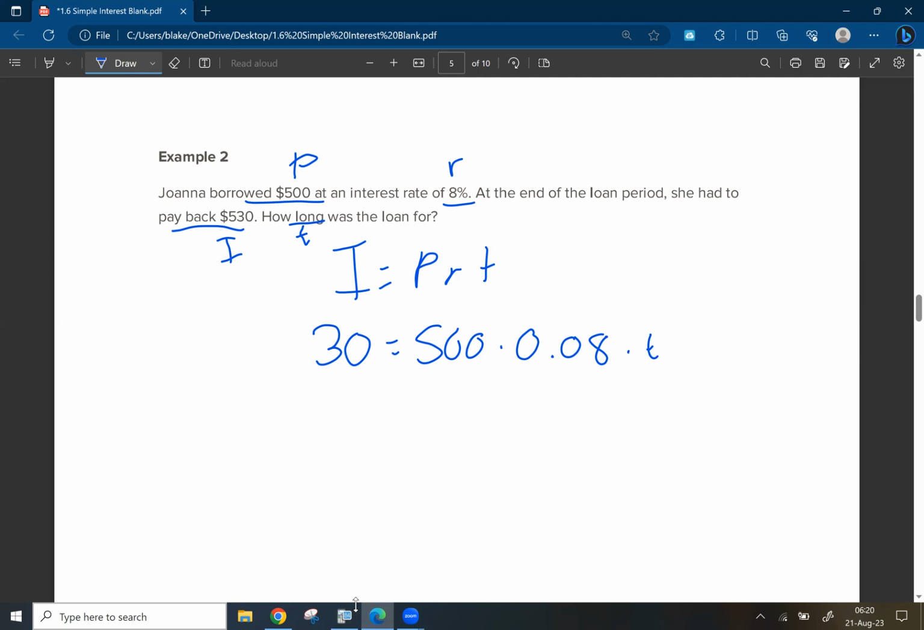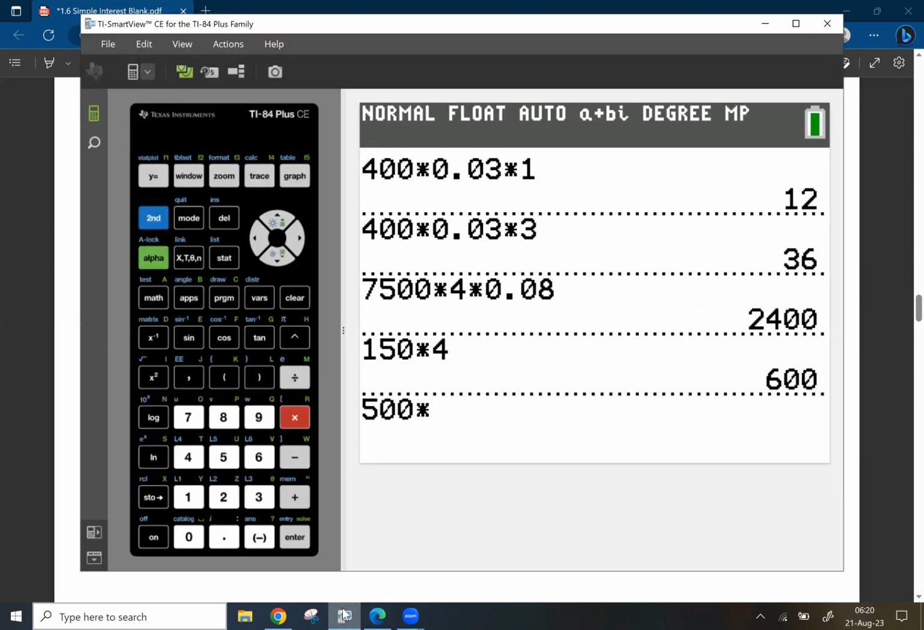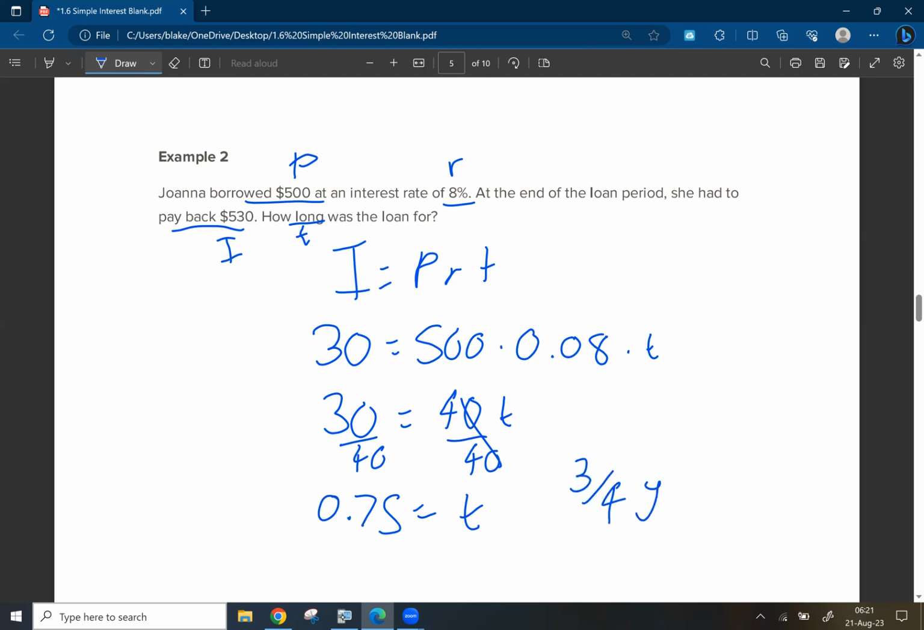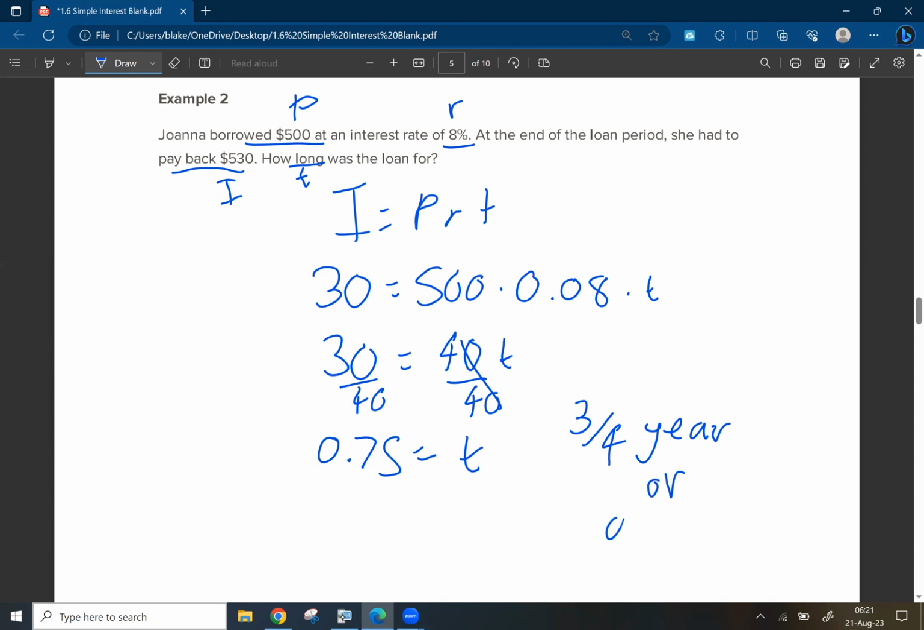So grab our calculator here. We're going to do 500 times 0.08. So that's 40 bucks. So we have 30 equals 40 T. So then we'll divide by 40. And we're going to get 0.75 equal to T. So 3/4 of a year, or you can put it as months. This is 9 months. So either way, you can say it those two ways.